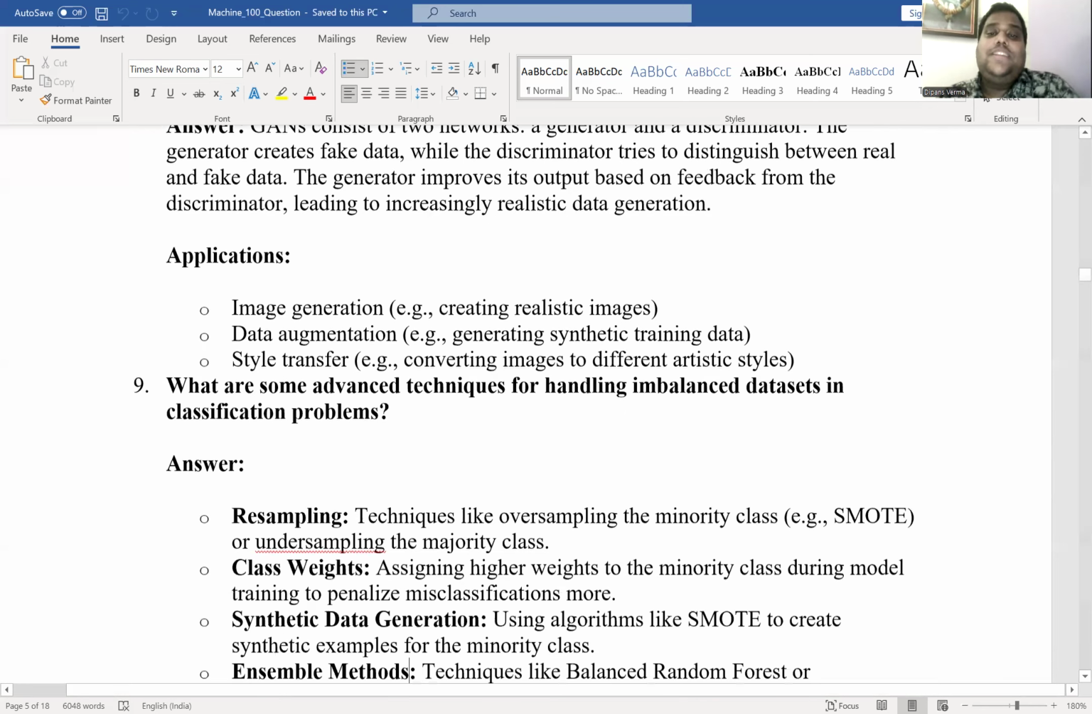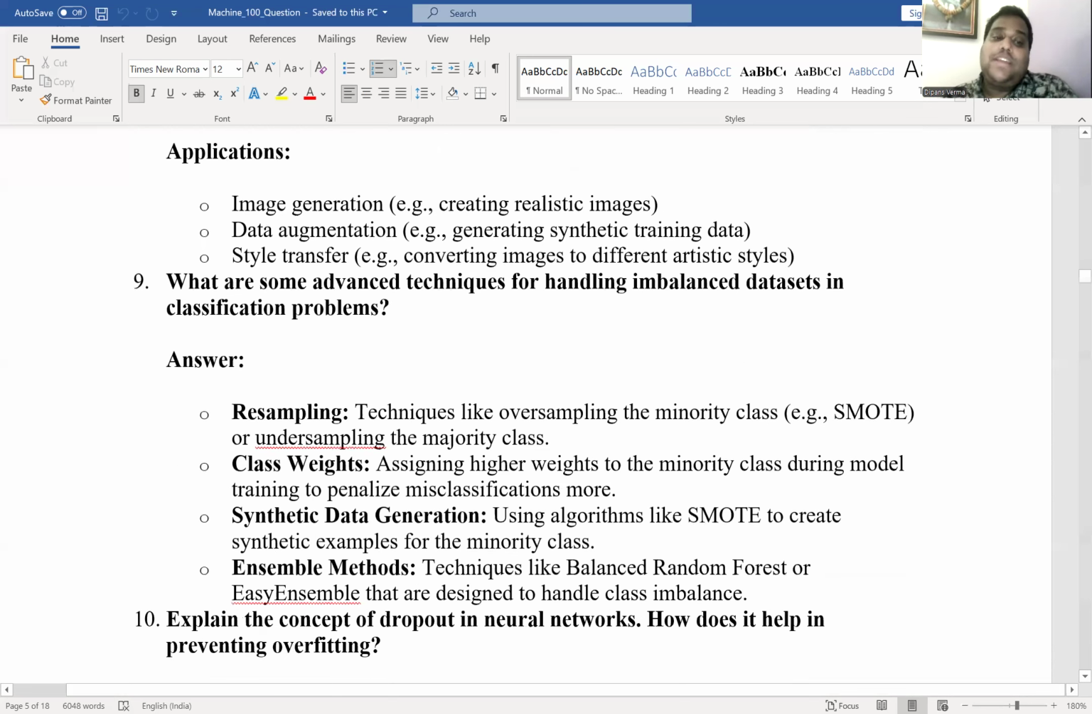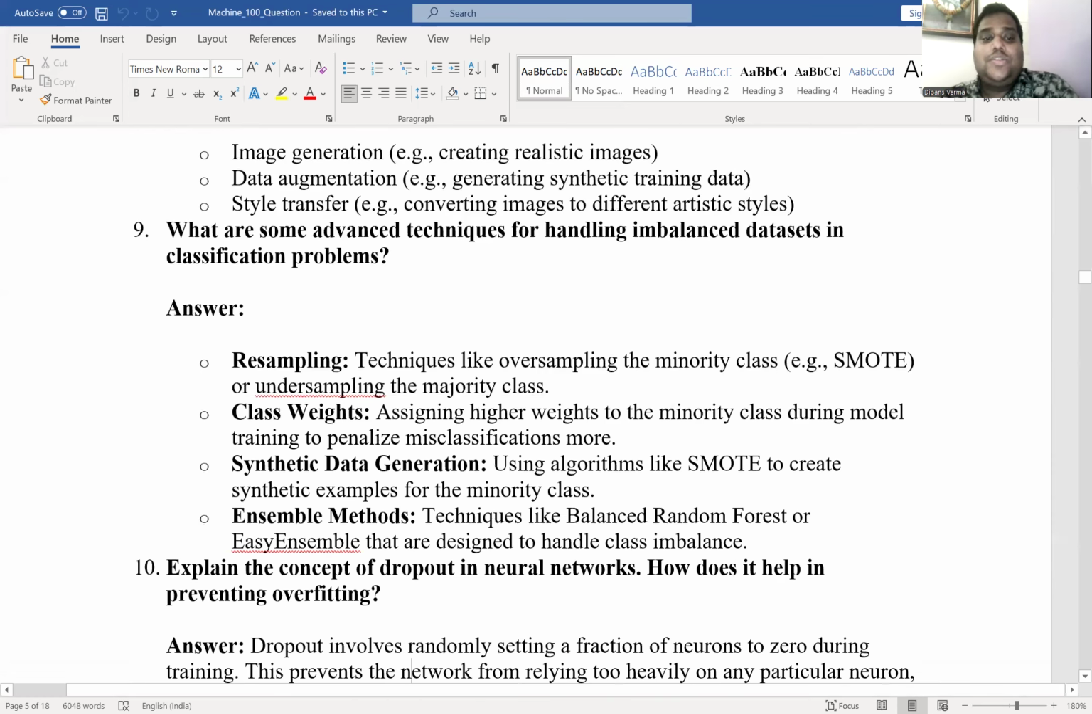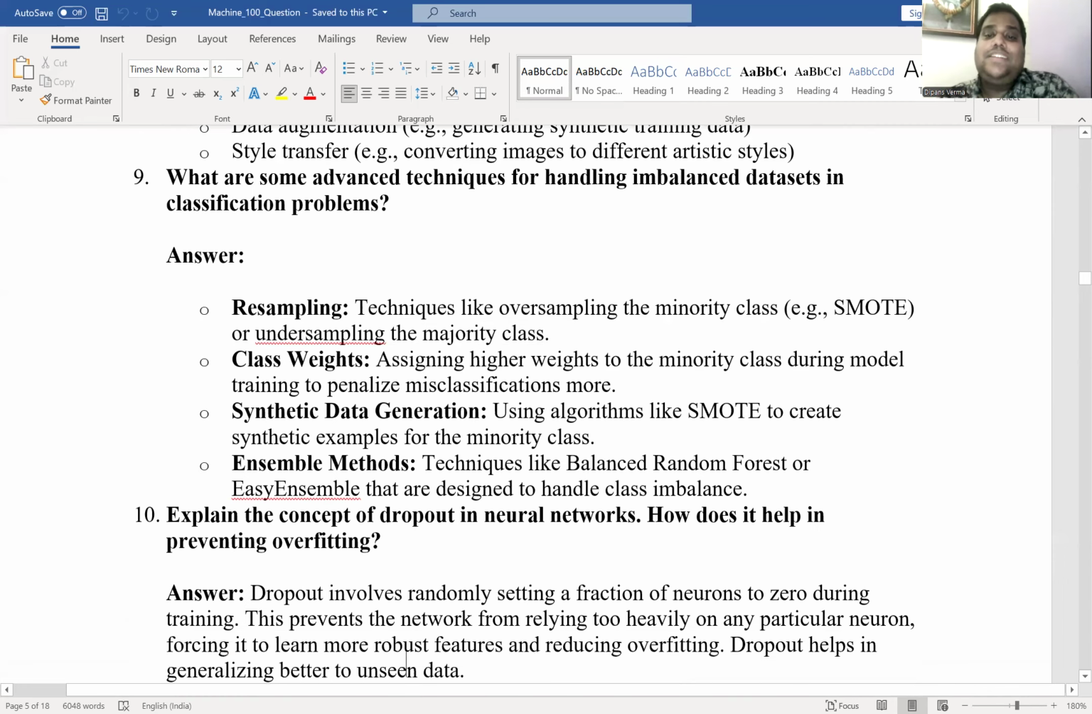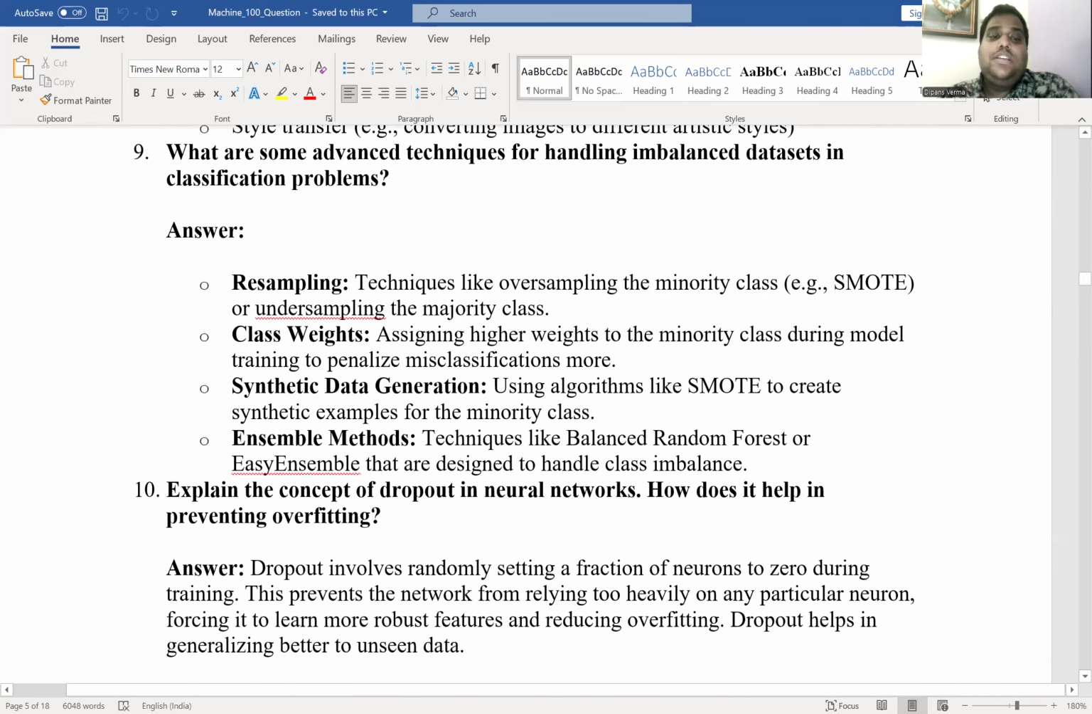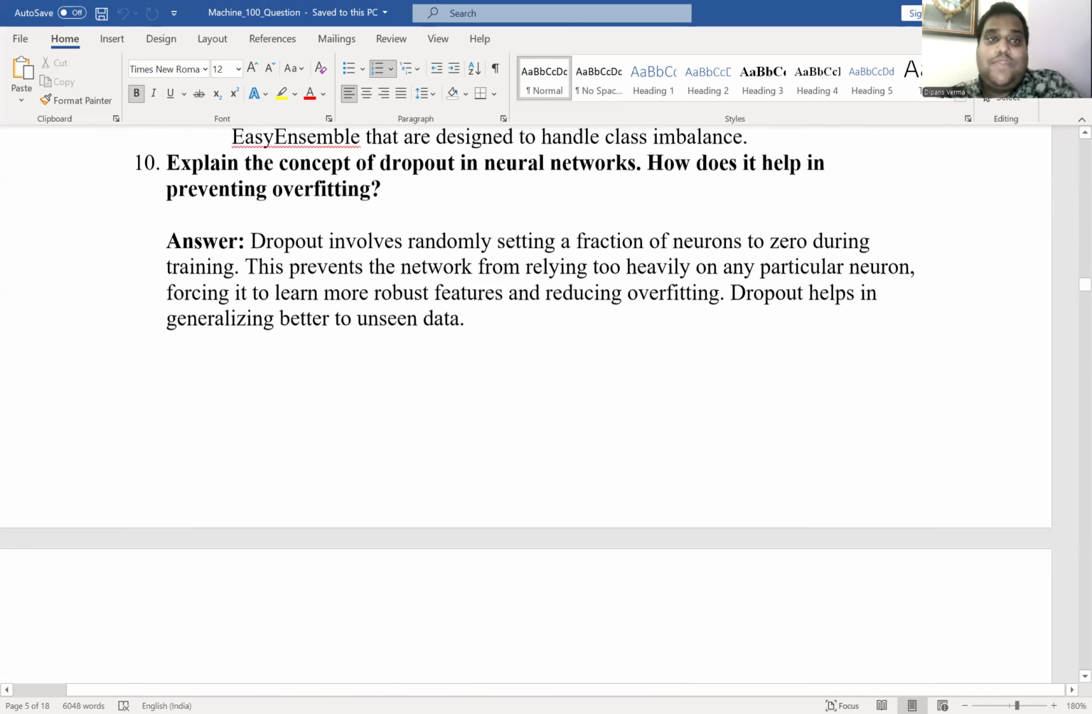What are some advanced techniques for handling imbalanced datasets? You can use resampling, class weights, and SMOTE, which creates synthetic examples for minority classes, or techniques like oversampling the minority classes, assigning higher weights to minority classes during model training to penalize misclassifications. Also ensemble techniques like balanced random forest or EasyEnsemble to handle the class imbalance.